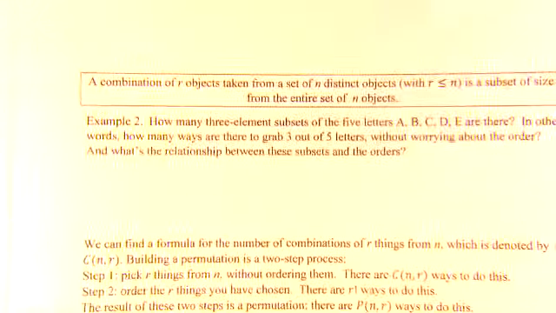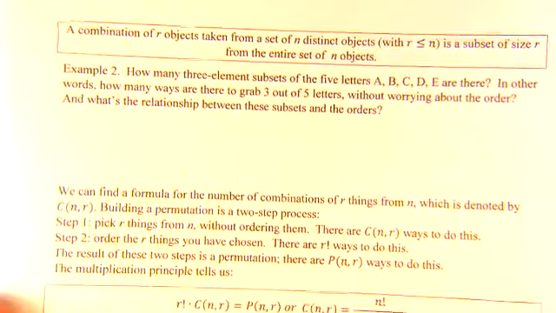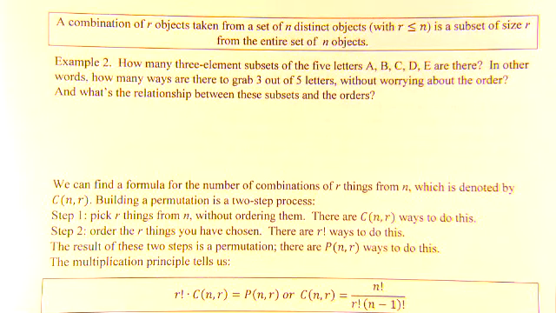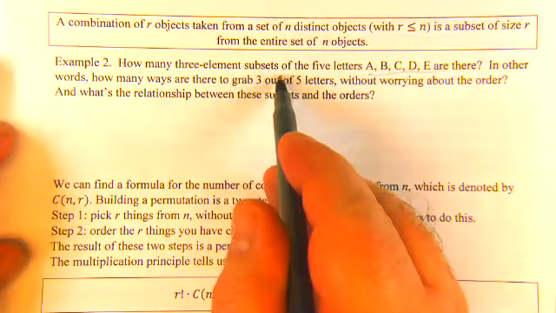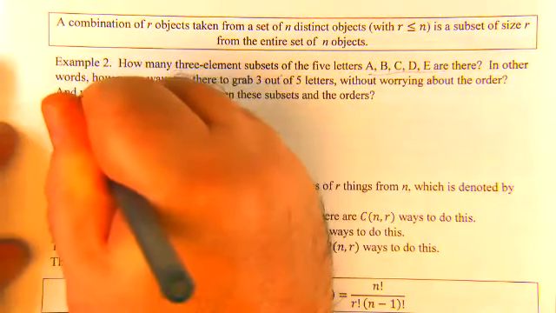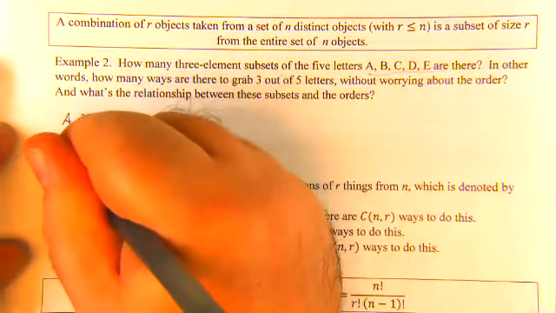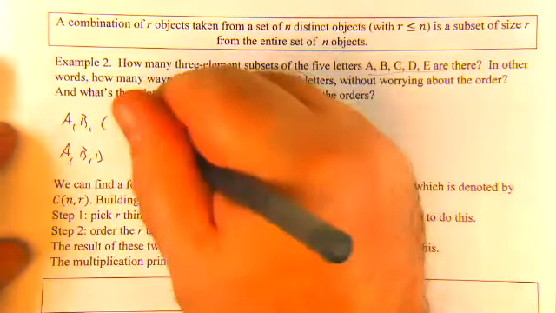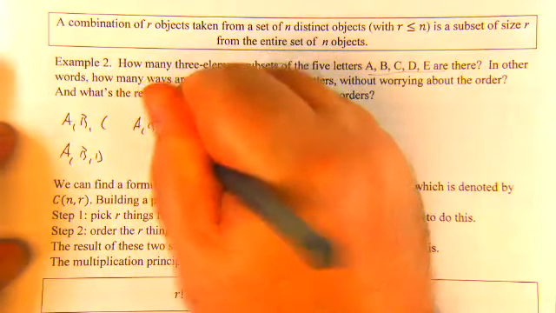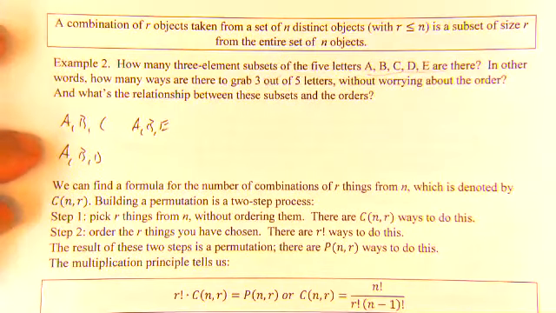Combinations are similar to permutations, but I'm not worried about the order. So a combination of r objects taken from a set of n distinct objects is just a subset of size r from the entire set of n objects. So if we're looking at the letters A, B, C, D, E, how many 3-element subsets are there? You could have A, B, and C. You could have A, B, and D. You could have A, B, and E. Those are all the subsets that have A and B in them.